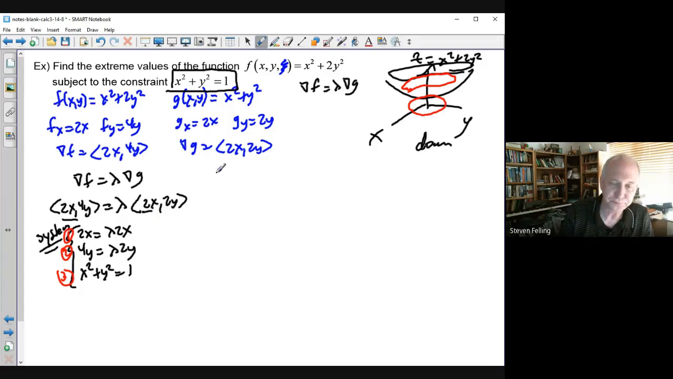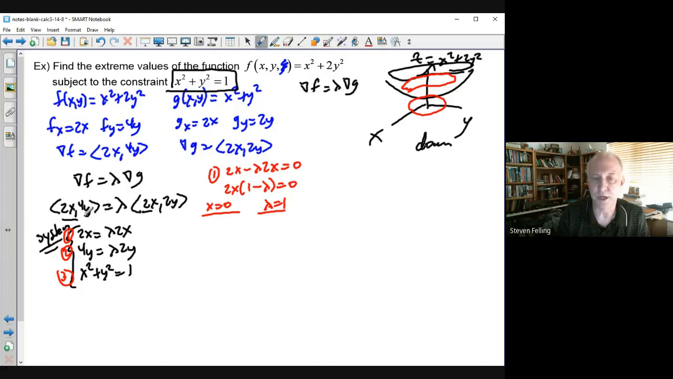So let's take equation 1, which, if I get everything to the left, would be 2x minus lambda times 2x equals 0. Which means I could factor out a 2x and get 2x times (1 minus lambda) equals 0. And that would be true when one of two things was true. Either x equals 0 or 1 minus lambda equals 0, which would be when lambda equals 1. So if these are true, it's going to make equation 1 true. Then I have to also figure out, with that condition, what would have to be true to make equations 2 and 3 true as well.